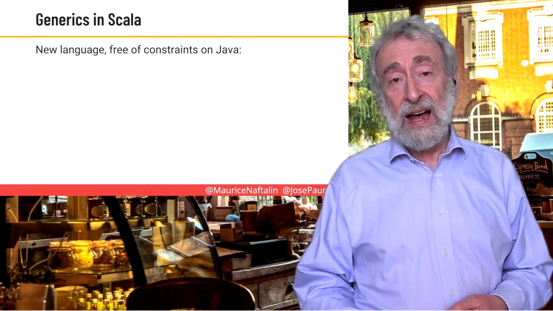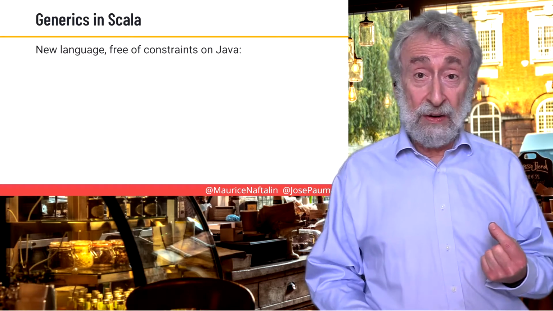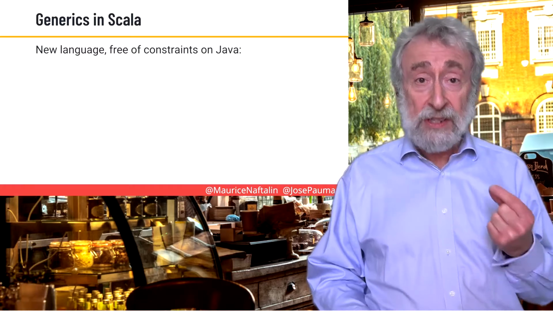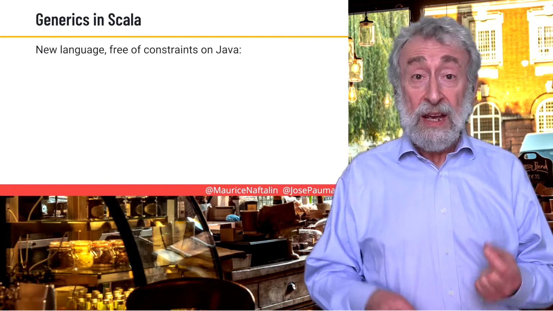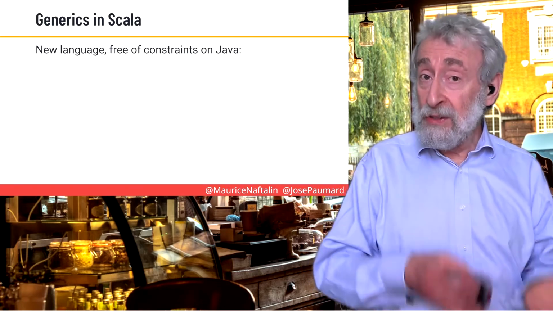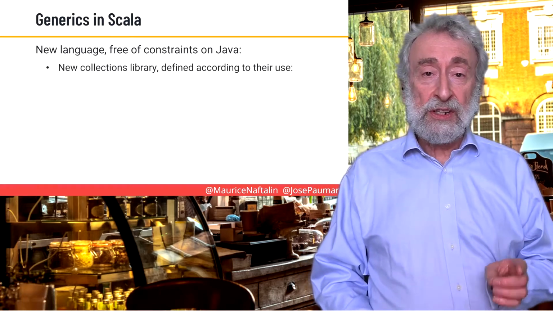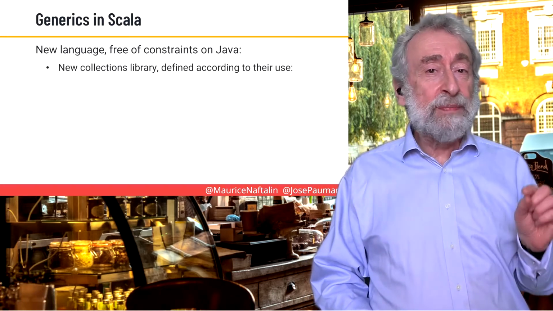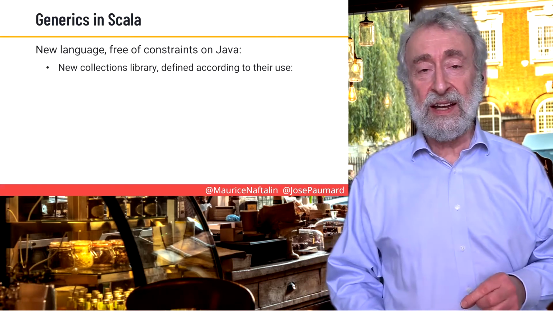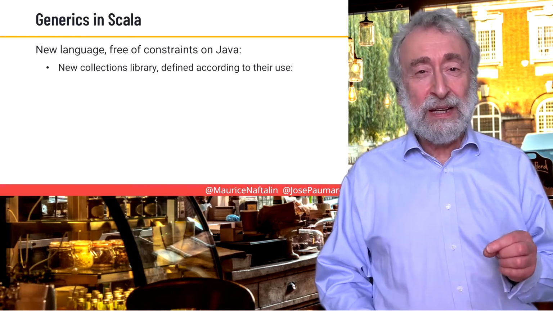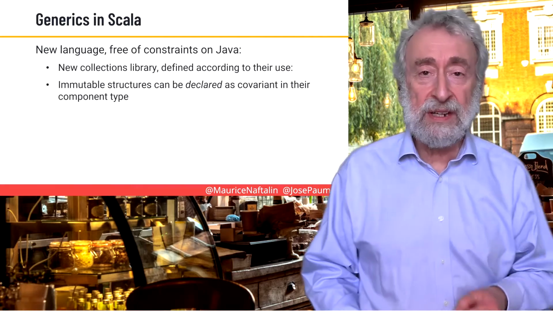How does Scala handle variance? Now there was a big opportunity there for the designers of Scala, because it was a new language free of the constraints and the backward compatibility problems of Java. They could start off not only with a new language and a new type system, but also with a new collections library. So they could take advantage of something that had become much more fashionable in programming between the design of Java and the design of Scala, namely the idea that immutability is a very desirable characteristic of containers, or at least of some containers.